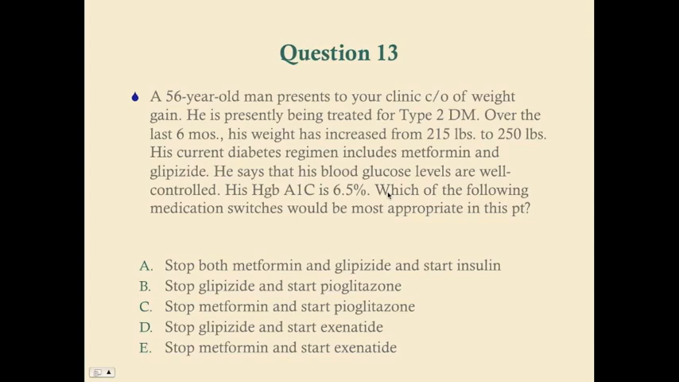Question 13. A 56-year-old man presents to your clinic complaining of weight gain. He is presently being treated for type 2 diabetes mellitus. Over the last 6 months, his weight has increased from 215 pounds to 250 pounds. His current diabetes regimen includes metformin and glipizide. He says that his blood glucose levels are well controlled. His hemoglobin A1C is 6.5, clearly reflecting that. Which of the following medication switches would be most appropriate in this patient?